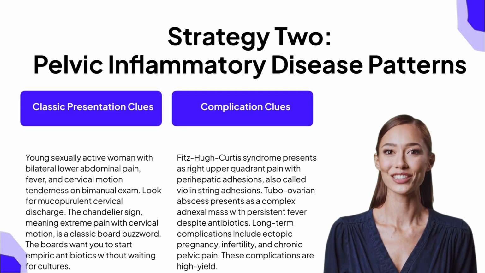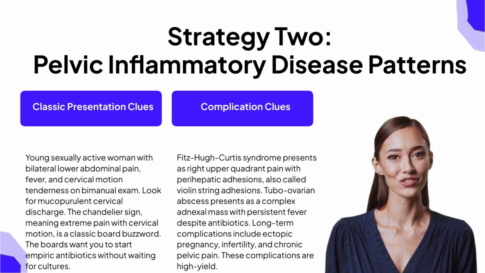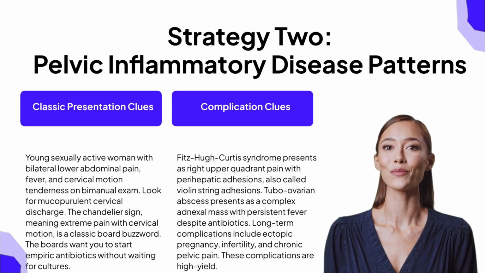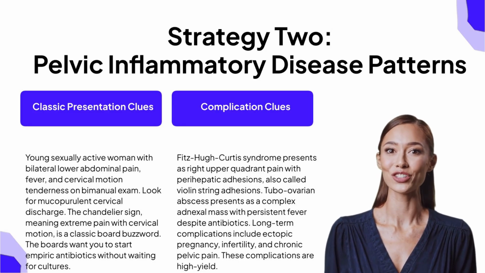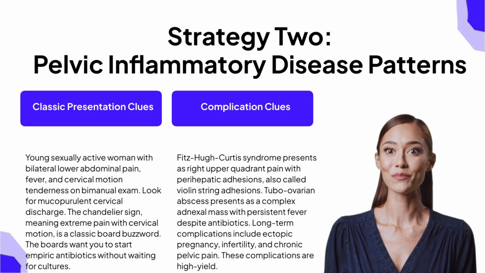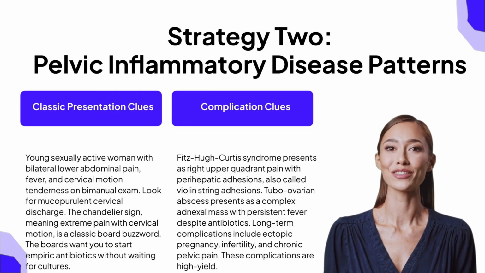Strategy 2 focuses on pelvic inflammatory disease, which is one of the most heavily tested gynecologic infections. The classic board stem describes a young sexually active woman with bilateral lower abdominal pain, fever, and cervical motion tenderness. The Chandelier Sign, which refers to extreme pain when you move the cervix during bimanual exam, is the signature finding. The boards almost always want you to start empiric antibiotic treatment immediately without waiting for culture results.